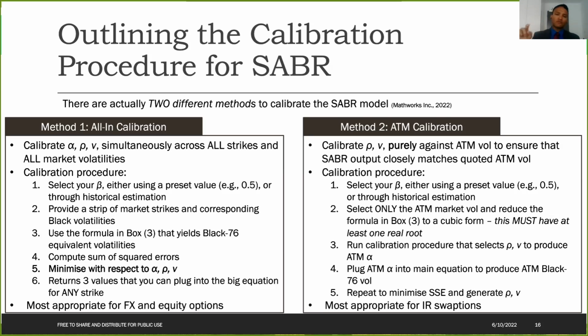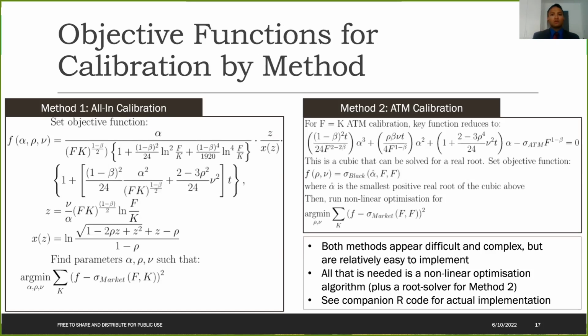So what you definitely want then is a calibration schema that returns back as close to the at the money actual volatility in the market as possible. And that's where method 2 comes in. So if you look at method 1's calibration procedure, it's exactly as I described. You take that huge long objective function that I showed you earlier, and then you find these three parameters such that the sum of square errors is minimized. That's it. The second method requires an intermediate step where you take f equals k, and then you reduce this big equation down into a cubic. That's really what it is.